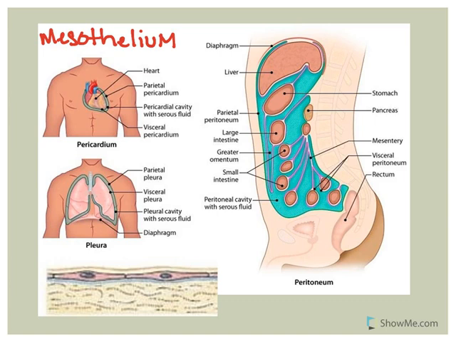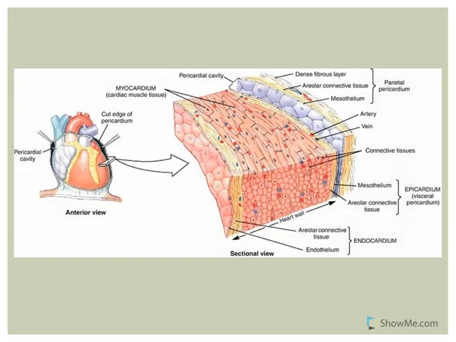Okay, so mesothelium is the epithelial component of serous membranes, again, which line internal body or ventral body cavities. So remember, it's part of the pericardium, the pleura, and the peritoneum, both the visceral and the parietal layers. Another place that has a special type of simple squamous epithelium is referred to as endothelium.